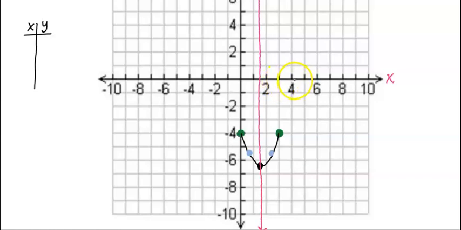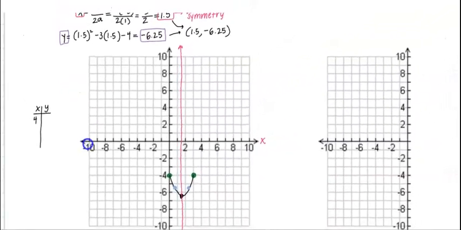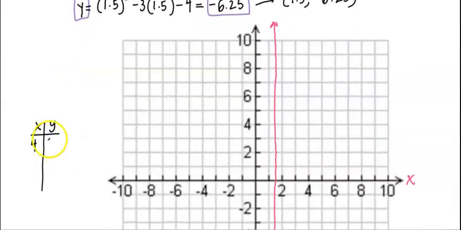For example, let's try 4. If we plug in 4 for x in our equation, let's find out what we get for y. So go back to your equation, but instead of x, replace it with a 4. So you would have 4 squared minus 3 times 4 minus 4. That ends up giving us 0. So for x = 4, y is 0, and that is an x-intercept. That's really great. That's what we're looking for.